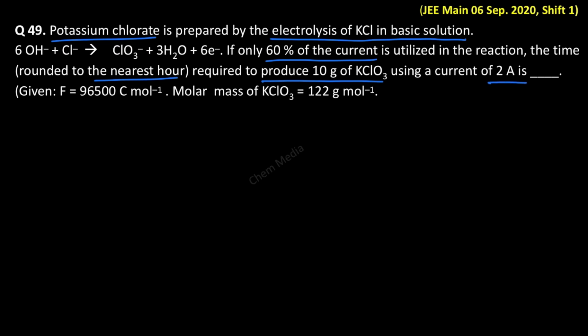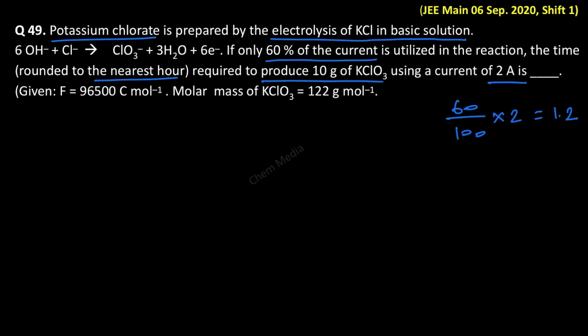So what is 60% of 2 ampere? That would be 60 divided by 100 times 2 ampere. Therefore, this is equal to 1.2, isn't it? 120 divided by 100, so 1.2. We should not use 2 ampere directly because they have mentioned 60% of the current.